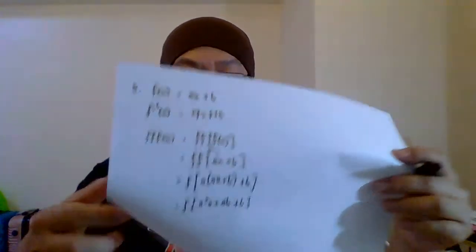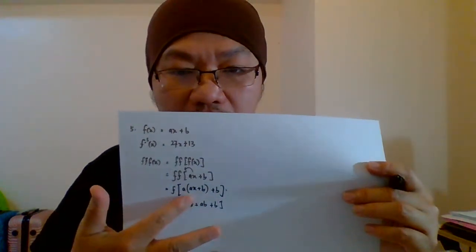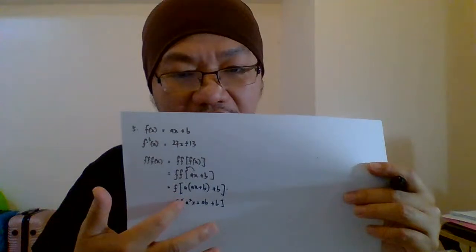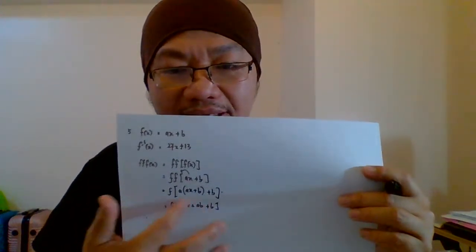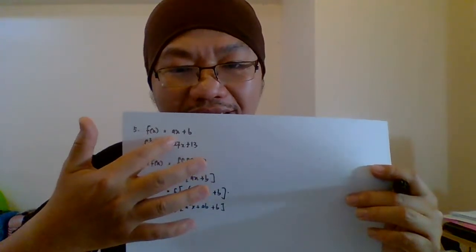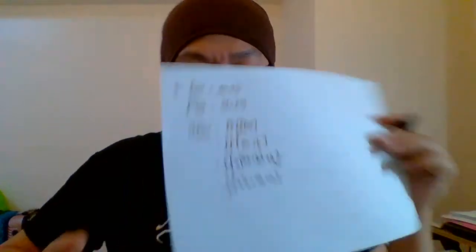You're supposed to get A squared X plus AB plus B. Before you insert into the final F here, try to simplify this equation first. A squared X plus AB plus B, and then insert into F. Look at the Fx again. It's AX plus B. So this X, you need to replace with this whole thing.